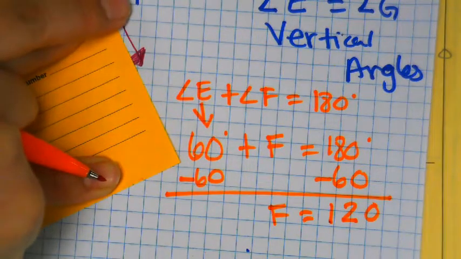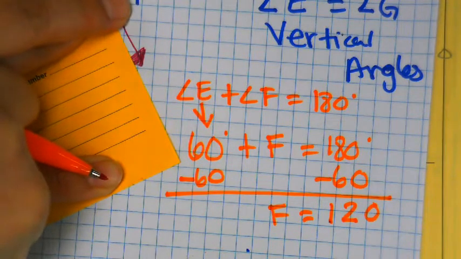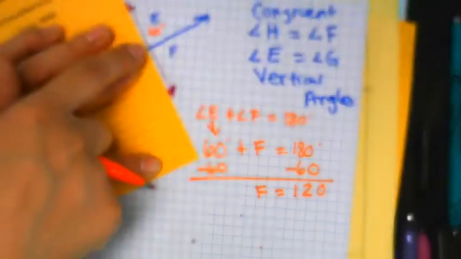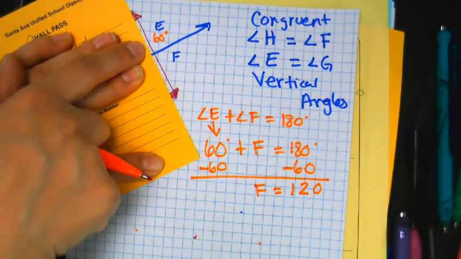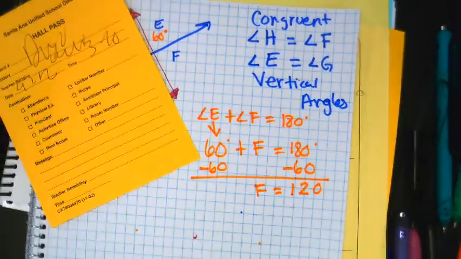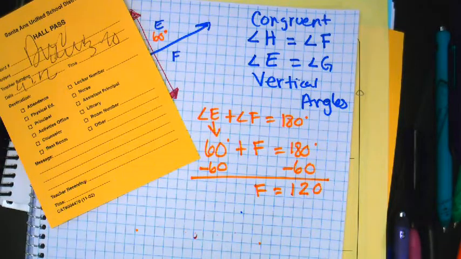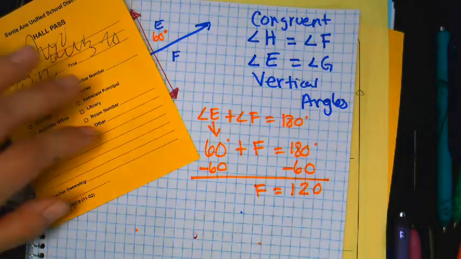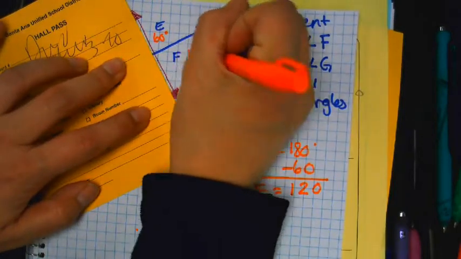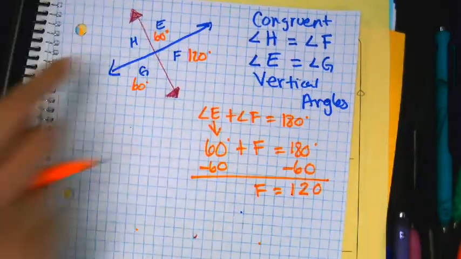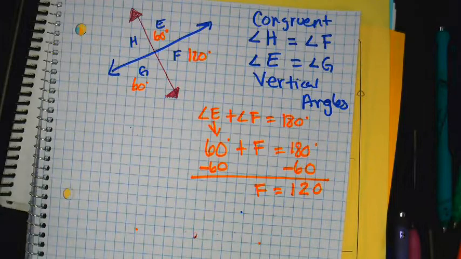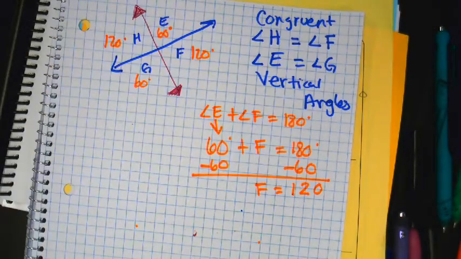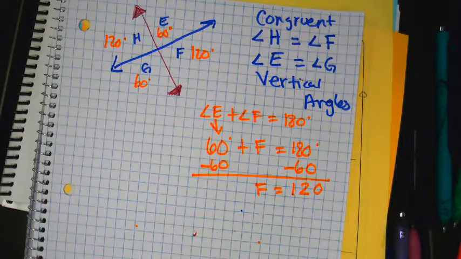This is what we learned the past 2 days, and this is what you did on your test. When it looks like a straight line, it's 180. When it looks like an L, what is it equal to? 90. When it looks like a straight line, 180. All right, so we solved for F, 120. Do we need any more math to solve for H? It's just 120. Do we get it? Slowly? Surely? All right.